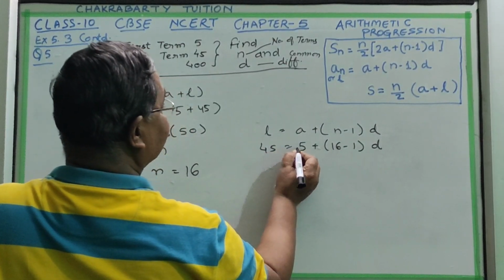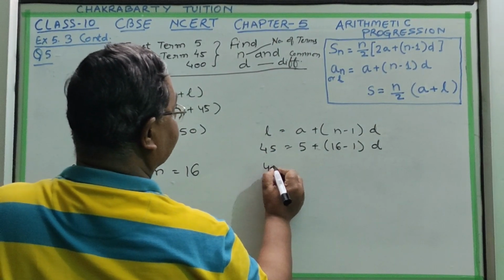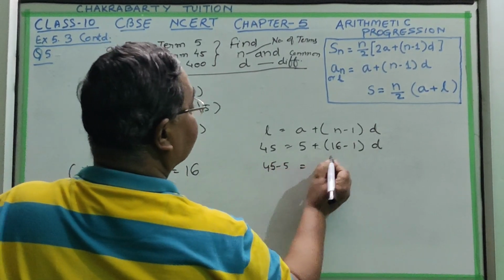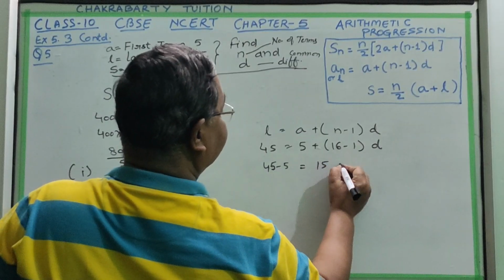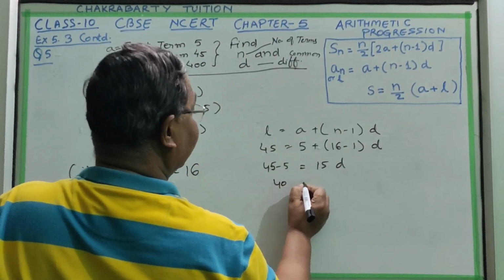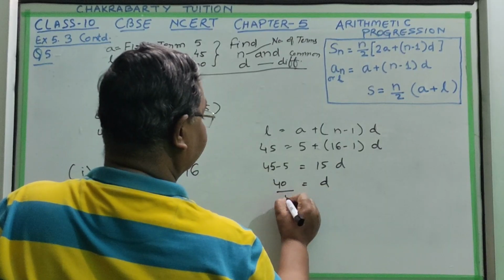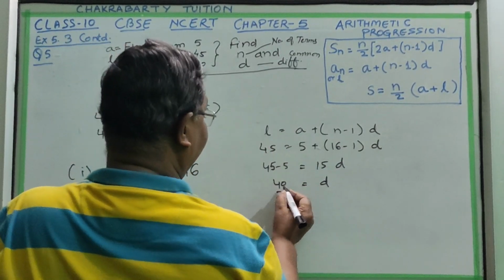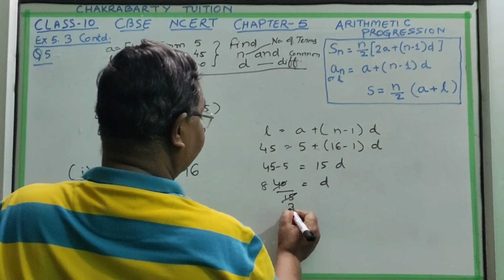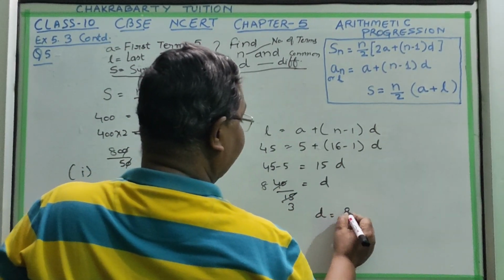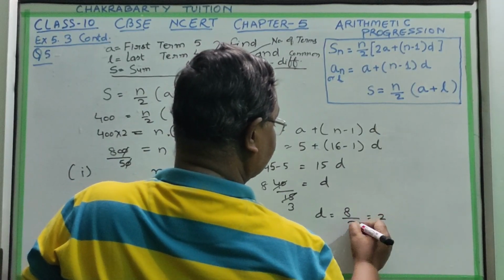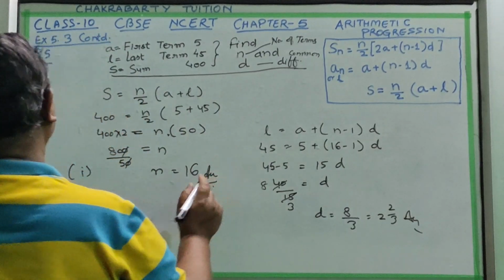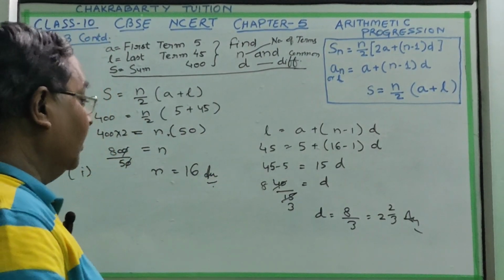So this is a plus sign, it will come to this side and become minus. 45 minus 5 is equal to 50 D, or this will become 40 equal to D upon 50. It will come to this side upon 50. So we can cut this with 5. 8 and 5 fingers. So D equal to 8 upon 3 is equal to 4 upon 3. This will be another answer. So here this question is over. We will go to our next question.